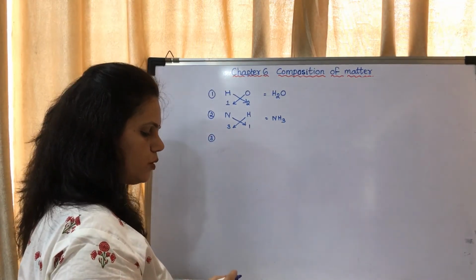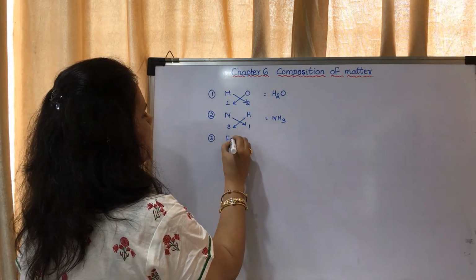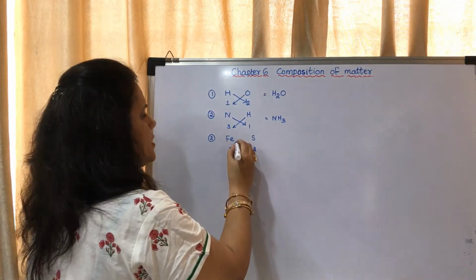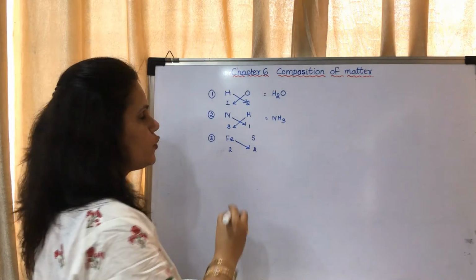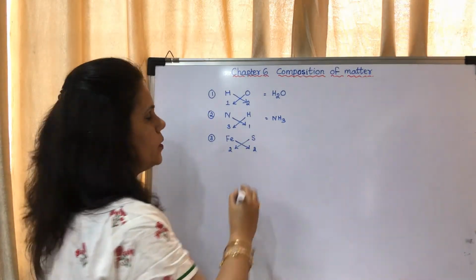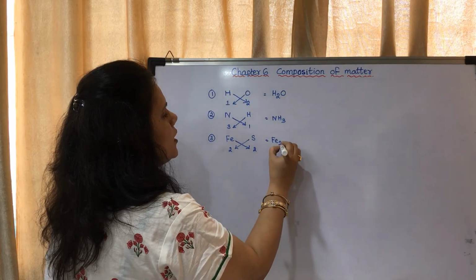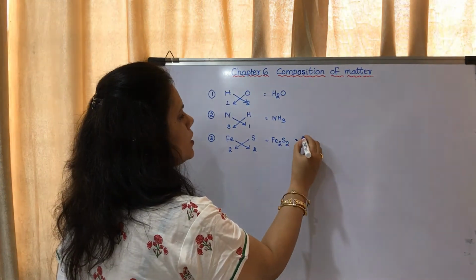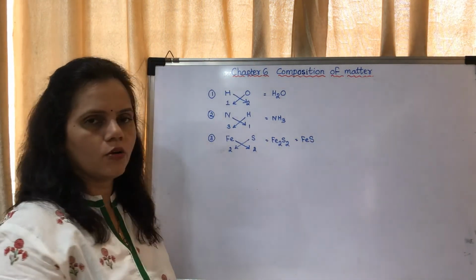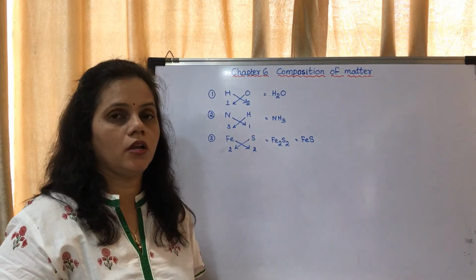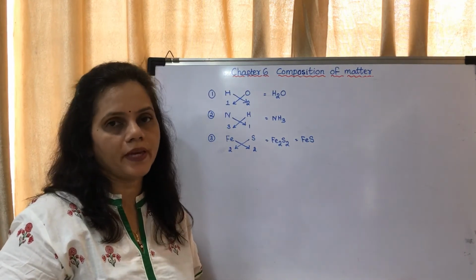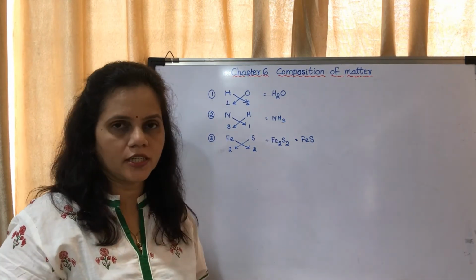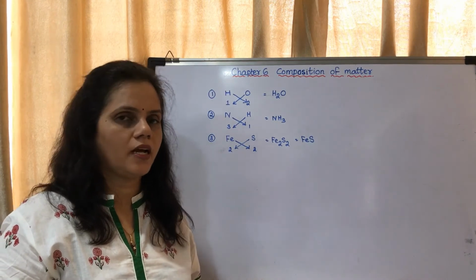Now the third one, Fe valency 2 and S valency 2. Fe has valency 2, S also has valency 2. So Fe will get the number 2, S will get the number 2. So it will be Fe2S2. This 2:2 you can reduce to 1:1, so it will become FeS. You cannot write this as small; by mistake also it shouldn't be small, it should be capital. So this is ferrous sulfide, this is ammonia, this is water. This is how you write the molecular formula of a compound.